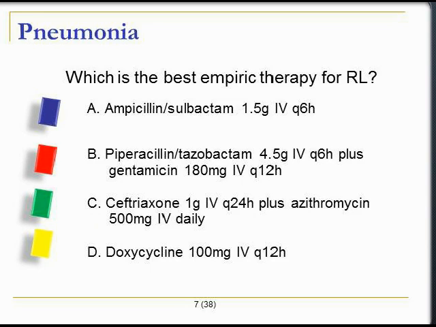Ampicillin sulbactam, 1.5 grams every 6. Piperacillin tazobactam, 4.5 every 6 plus gentamicin. Ceftriaxone 1 gram once a day and azithromycin 500 once a day, or doxycycline alone. Okay, good. All right, you guys know your CAP.